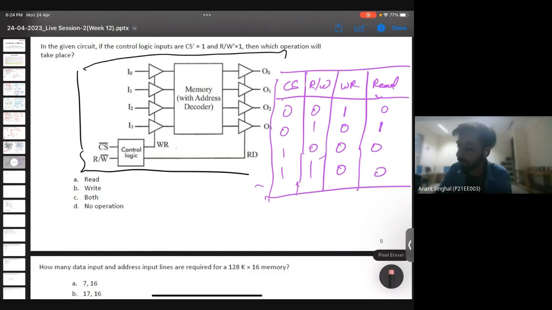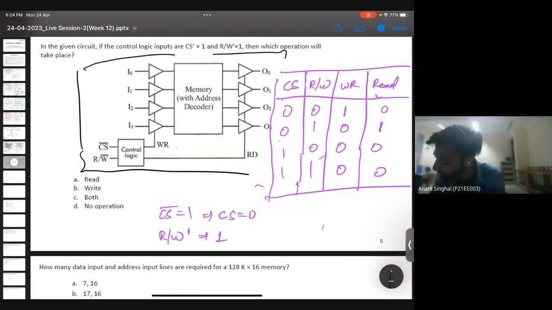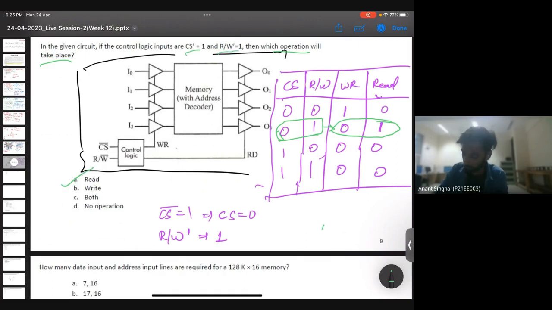The question says a control logic input CS bar is 1. CS bar is 1 means CS is 0. The next thing is R by W complement is 1. If I see it through the truth table, there is only one case in which CS is 0 and R is 1. You see only a read operation is happening at this particular instant. The question asks which operation will take place. So when CS bar is 1 and read by write complement is 1, only the read operation takes place. The correct answer to this problem is option A.